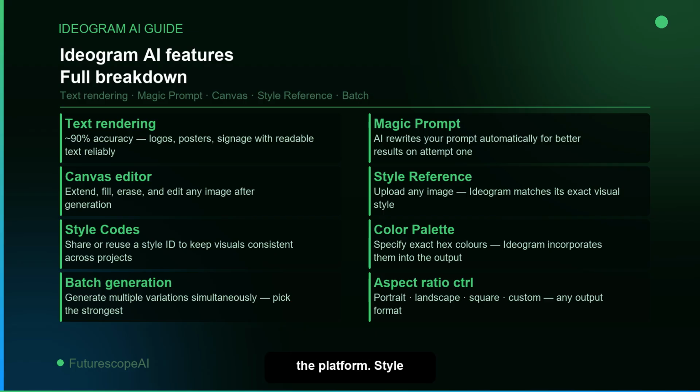Style reference, upload any image and Ideogram replicates its visual style, color palette, texture, tone, and aesthetic across new generations. Style codes, each style gets a shareable ID you can reuse across sessions and projects to keep visuals consistent. Color palette, specify exact hex codes and Ideogram incorporates them. Batch generation, run multiple prompt variations simultaneously. And full aspect ratio control for any output format.